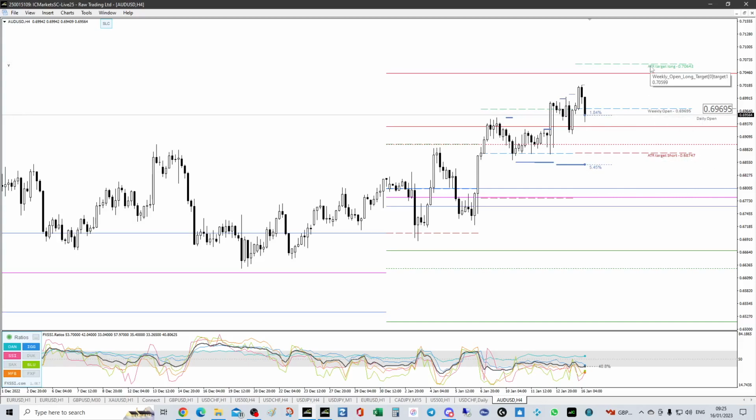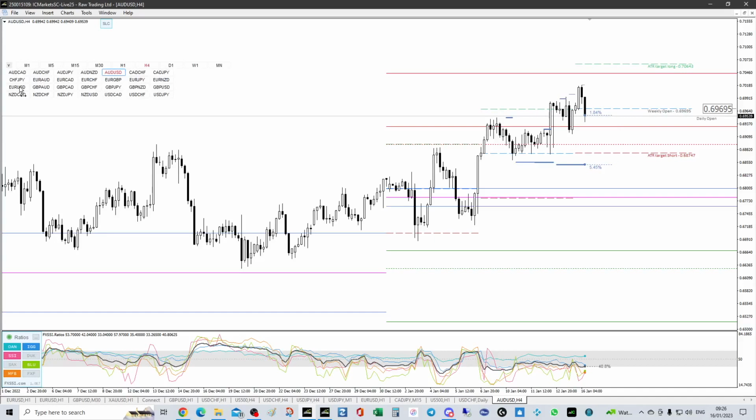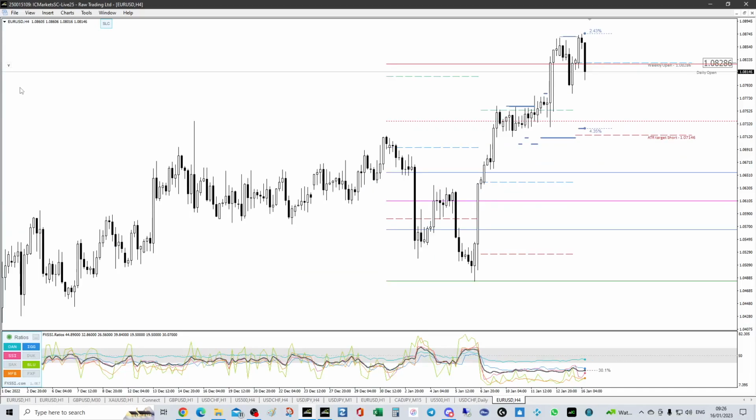So 70.59 potentially, or 68.74. I'm not sure what's going on here with the stop loss cluster. I'm on a fast wired connection. What I might do after this video, I might reboot my router, because it should be going a lot quicker. We'll come back to Aussie, and we'll try and get the stop loss cluster. You don't want to be waiting for that to load. So it's obviously having to think about it, isn't it? Euro.